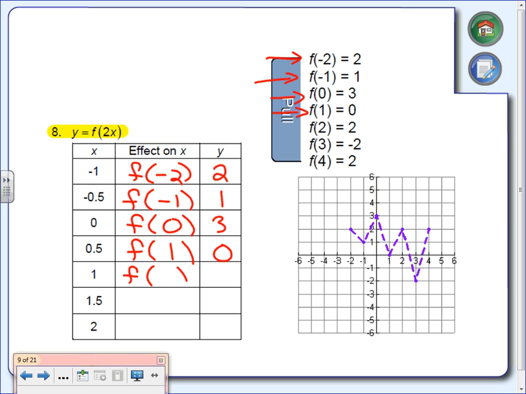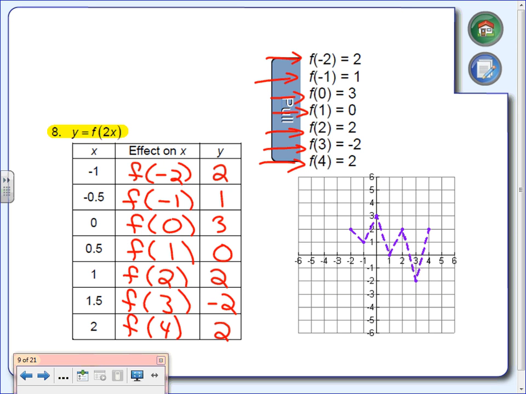2. Now we're multiplying the 2 times this 1 here. 2 times 1 is 2. What is f of 2? It says right here that f of 2 is equal to a 2. Next one, 2 times 1.5. 2 times 1.5 is 3. And f of 3 is a negative 2. And then the last one, 2 times 2. 2 times 2 is going to give you a 4. And f of 4 is 2.